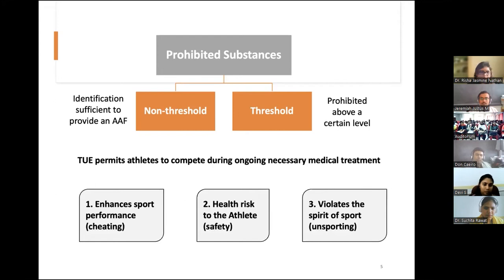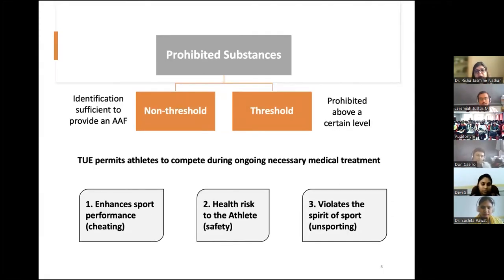So just to recap, anything that enhances sports performance is called cheating. As compared to somebody who's not taking these drugs, it is unfair to them. Health risk to the athletes: some athletes may just want to continue playing even though they have an injury. That poses a health risk to the athlete themselves. They need to be physically and mentally fit in order to perform. Sometimes they overlook their health in order to go ahead with participation in the competition.